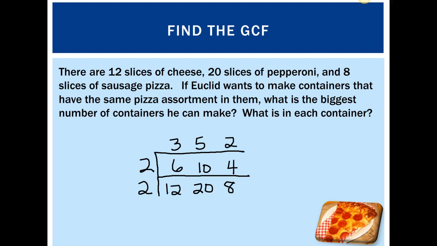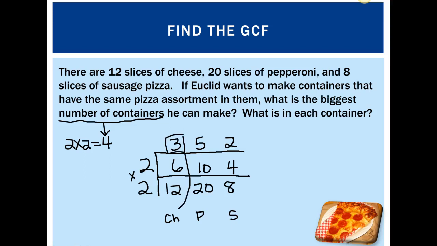The biggest number of containers that Euclid can make is 4. That would be the GCF. Now I want to know what is in each container. The 12 was cheese, 20 was pepperoni, and 8 is sausage. The numbers across the top tell me the number that would go in each container. Each container would have 3 slices of cheese in it. It would have 5 slices of pepperoni and 2 slices of sausage.